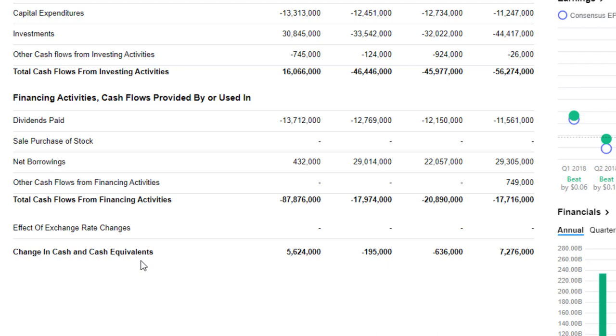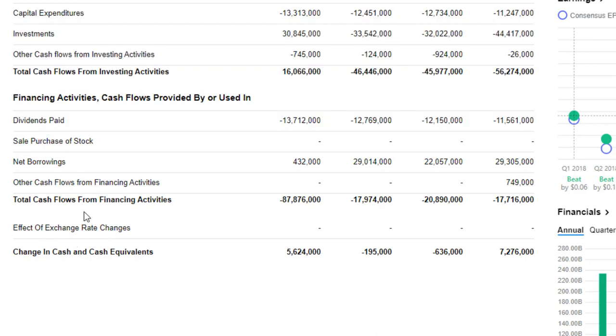Net borrowings is basically: did Apple borrow or have some kind of bonds outstanding? If it's a positive number, it adds to the cash statement. If it's negative, it's an outflow, and Apple is negative, so it paid more than it got. And then we have other cash flow from financing activities, which is basically nothing since 2015, or 2016, so yes, 2015. Because it's nothing, it's anything not covered in these three sections here.